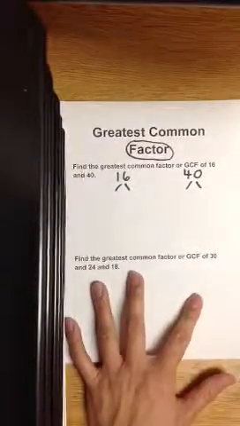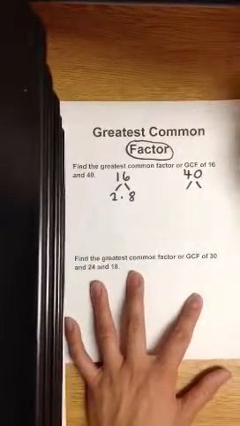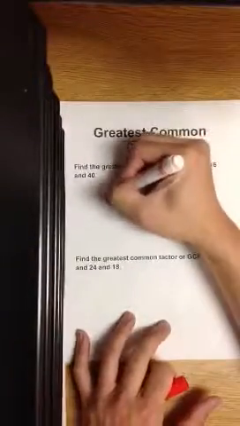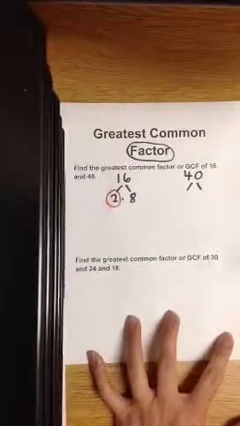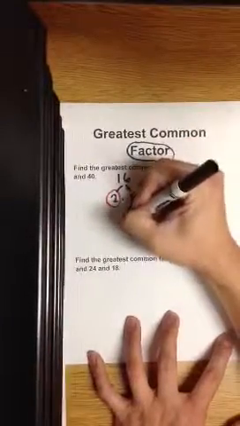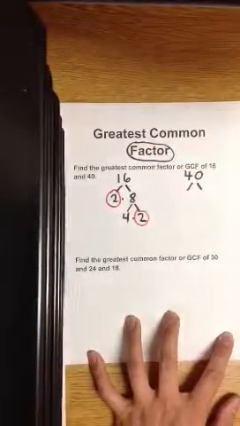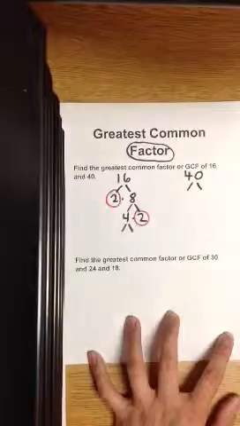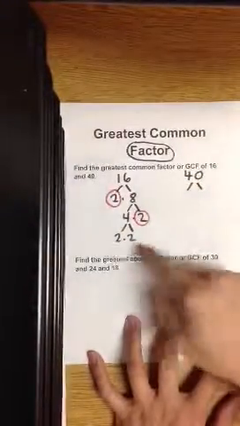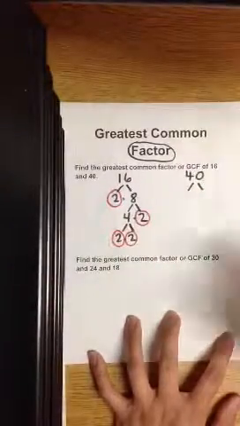So let's start with the first one. What are the two factors of 16? 2 times 8. If you don't like that one, use 4 times 4. Is 2 a prime? Yes. Is 8 a prime? No. Composite. 8 is 4 times 2. Which one of these two is a prime? 4. What makes 4? 2 times 2. So which one of these are prime? Both of them are prime. Let's go to the other side.